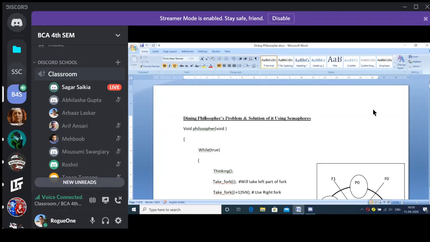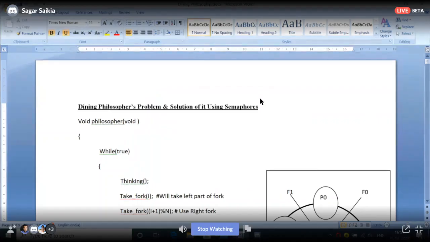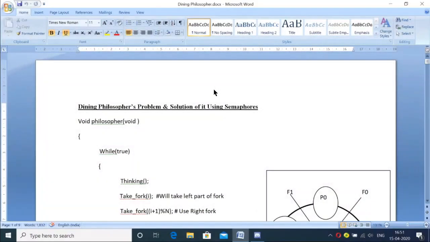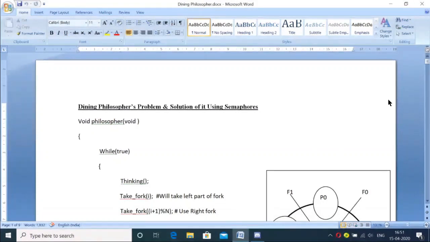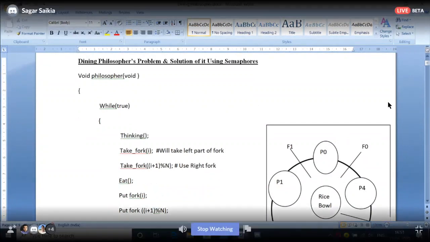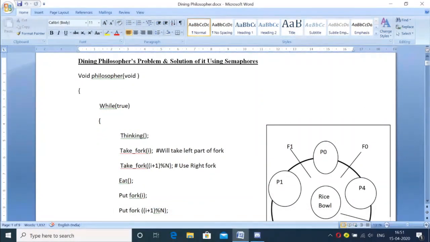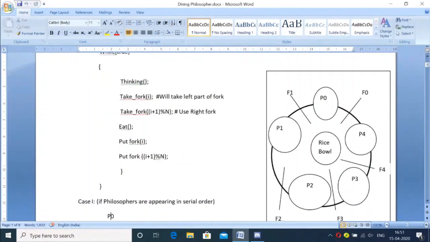This is a very popular problem in process synchronization, and we will also see how we can overcome it using semaphores. By now we already know how many types of semaphores there are and why they are used. Now, the problem that we are discussing today is called the dining philosopher's problem. First, let us check this diagram and try to understand what the dining philosopher's problem is.